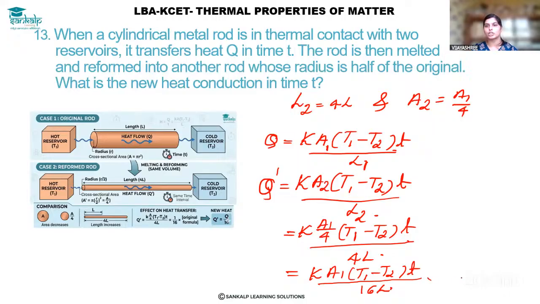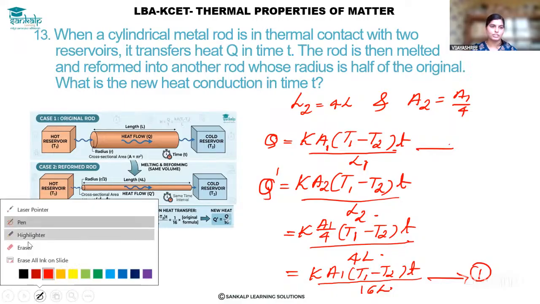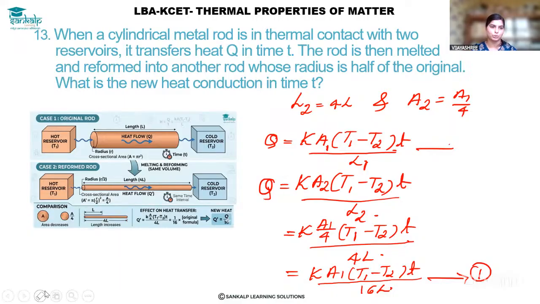So let us take the ratio of Q and Q dash. Here I take the first one as Q1 and the second as Q2. Q1 is the heat transferred the first time, Q2 is the heat transferred the second time. Okay. So, equation number 1 and equation number 2. Now, to compare equation number 1 and 2, I am going to erase this.